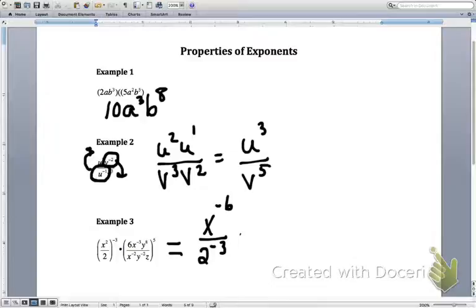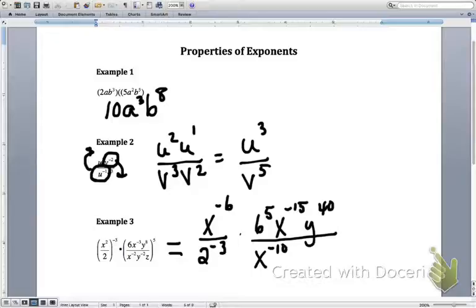My second fraction, when I take a power to a power, I have 6 to the first to the 5th, which is 6 to the 5th, x to the negative 15th, y to the 40th, over x to the negative 10th, y to the negative 10th, z to the positive 5th. So we have a lot of stuff we can do here.